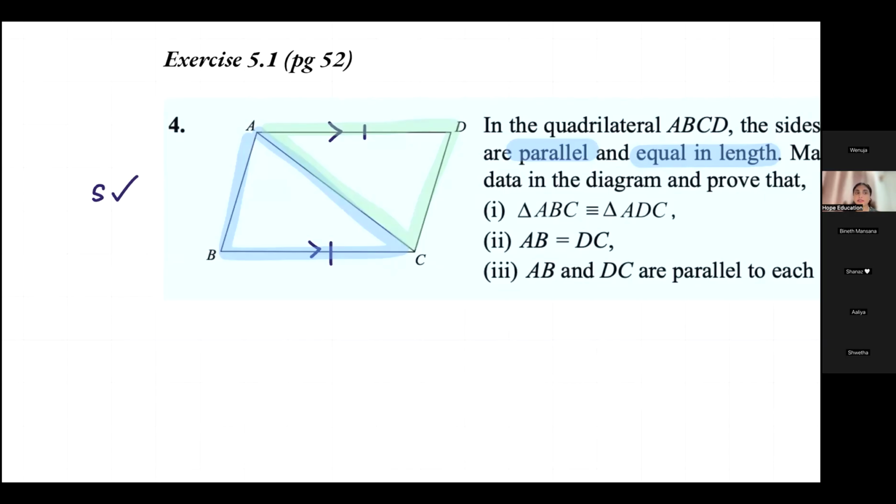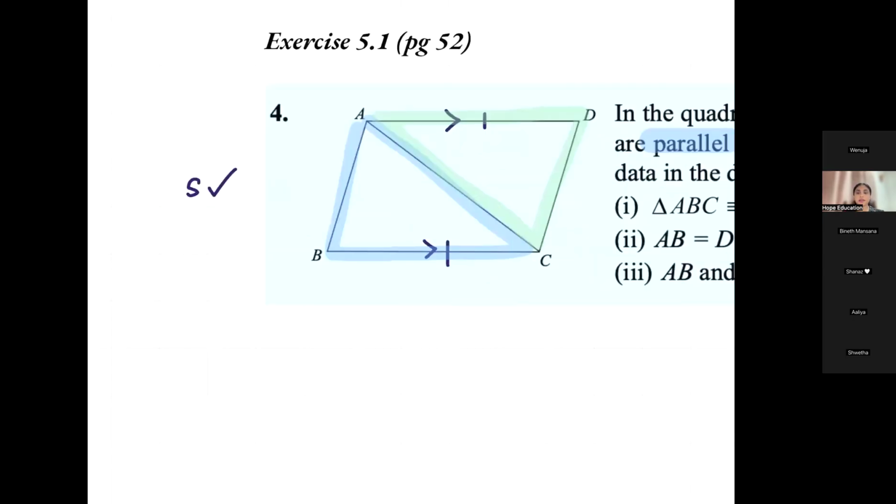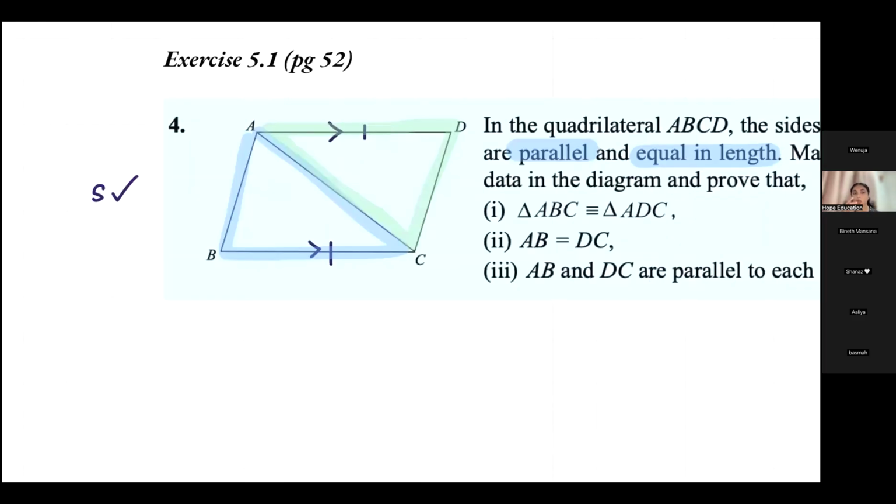Link of what is in the whiteboard? Okay, wait. I will send the link of the whiteboard again. I just sent. Okay, what else are equal in these two triangles? One pair of sides are equal.